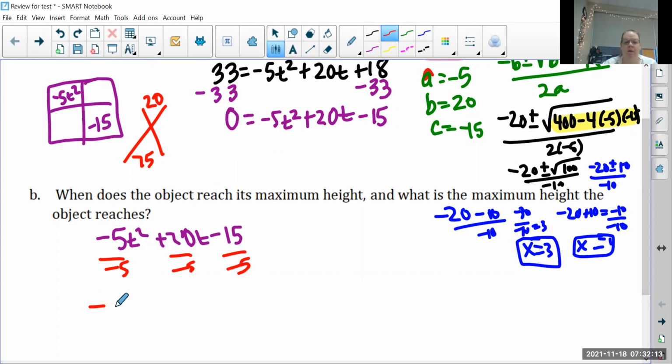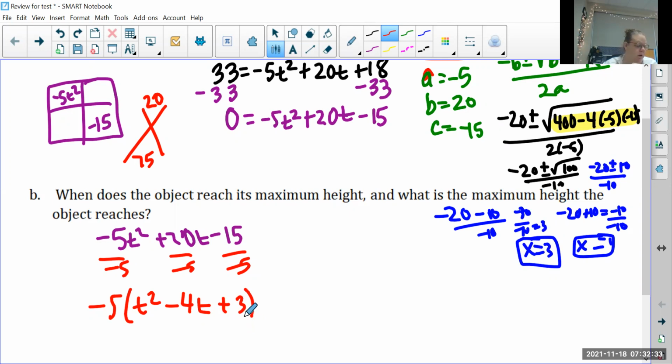So I'm going to put a negative 5 outside because I can't actually get rid of that. I need to remember that that happened. Negative 5 divided by negative 5 is 1. So this is t squared. 20 divided by negative 5 is negative 4t. And then negative 15 divided by 5 is positive 3.